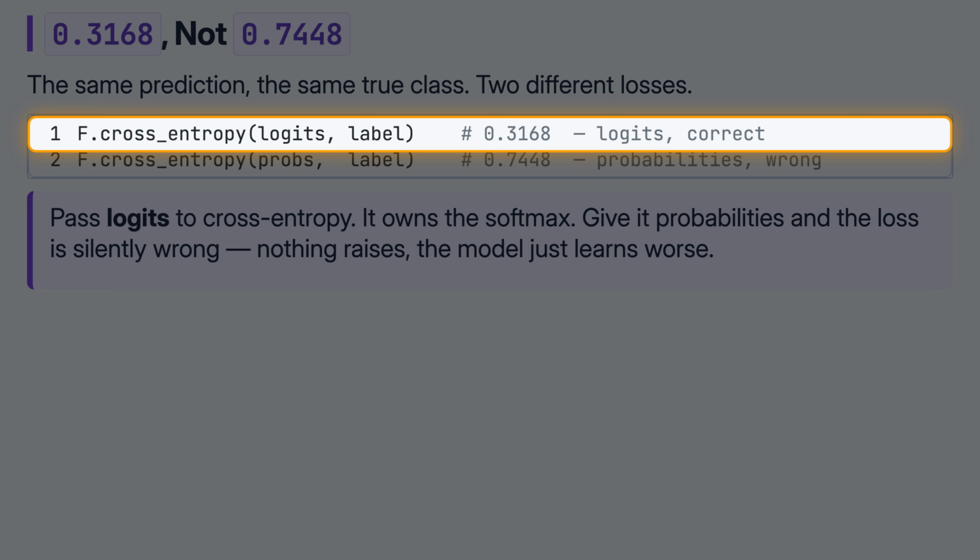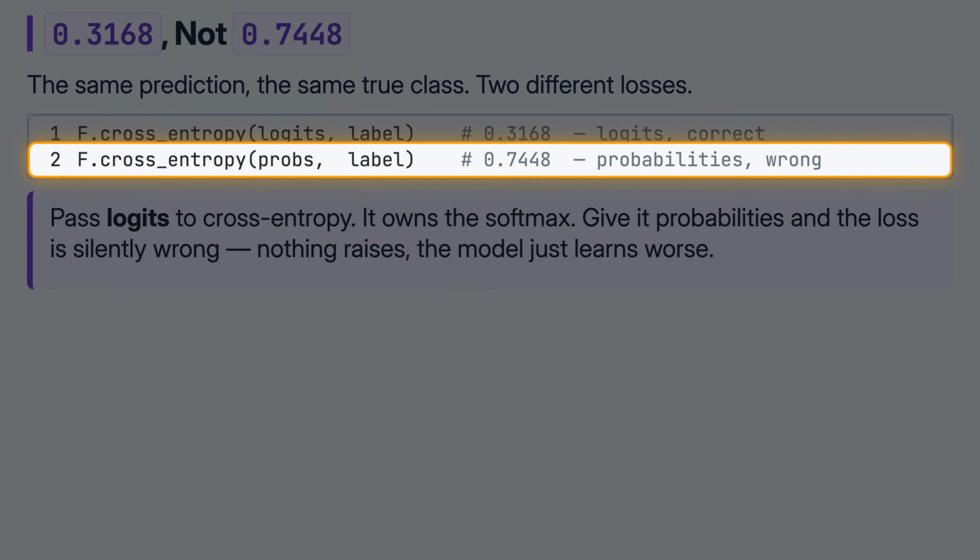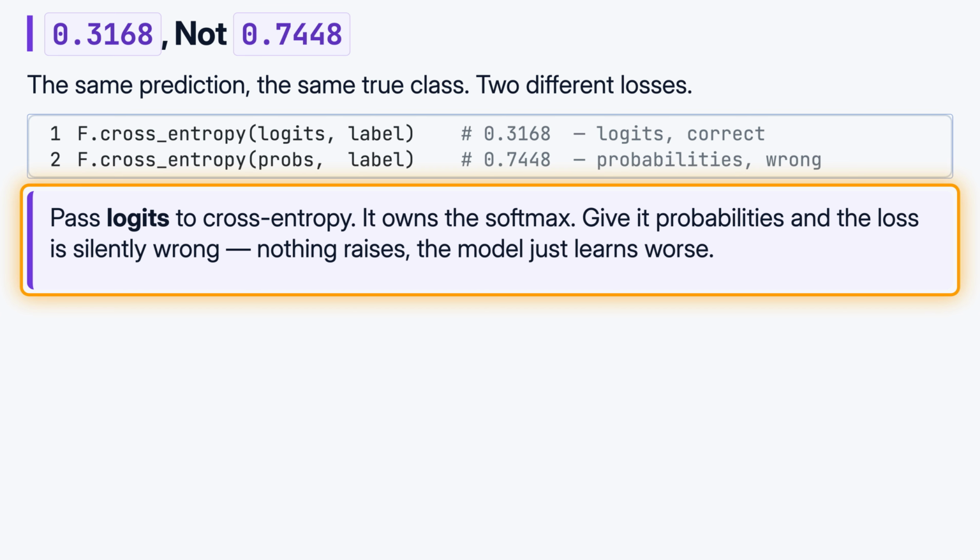Put them side by side. Pass the logits and cross-entropy gives 0.3168. That's the right answer. Pass the probabilities instead, and the same call gives 0.7448. Same prediction, same true class, 2 different losses. So the rule to memorize is simple. Pass logits to cross-entropy. It owns the softmax. Give it probabilities and the loss is silently wrong, nothing raises, and the model just learns worse.